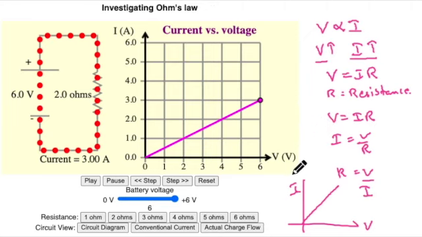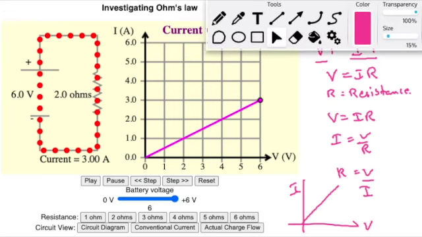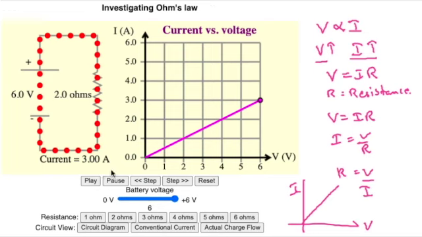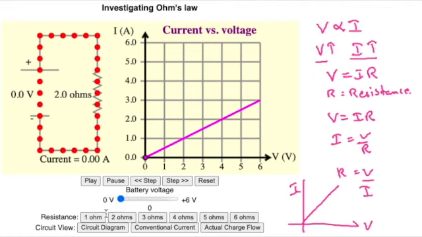Now let us check the same Ohm's law with an animation. So now I will show you. Here the resistance is 2 ohms.